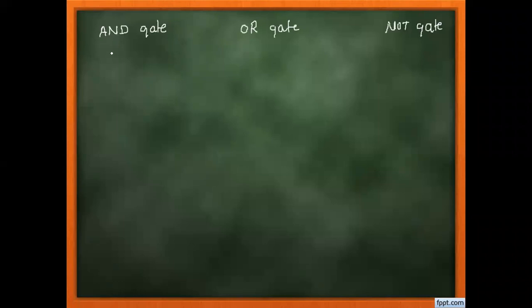The symbol of the AND gate should be like this. The 2 inputs A, B, 1 output Y. The symbol of the OR gate should be like this. Again, I say that two inputs A, B, and output is Y. And the NOT gate, the symbol of the NOT gate should be like this. One input A and output B.